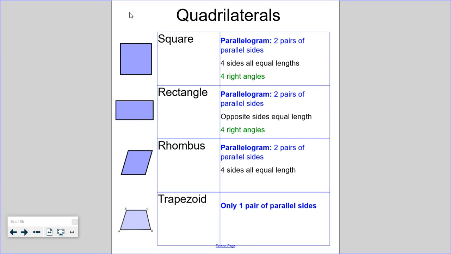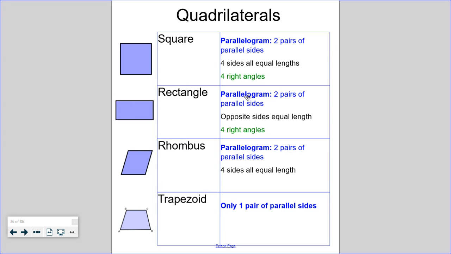Now let's apply these terms to the special types of quadrilaterals we've learned about. Now, of course, a quadrilateral is a polygon with four straight sides. One type is a square. A square is a parallelogram, and anything that says parallelogram, as you learned yesterday, means that it has two pairs of parallel sides. So a square is one type of parallelogram. A square also has four sides that are all equal lengths. They're all the same size, same length, and it has four right angles. Right there, right there, right there, and right there.